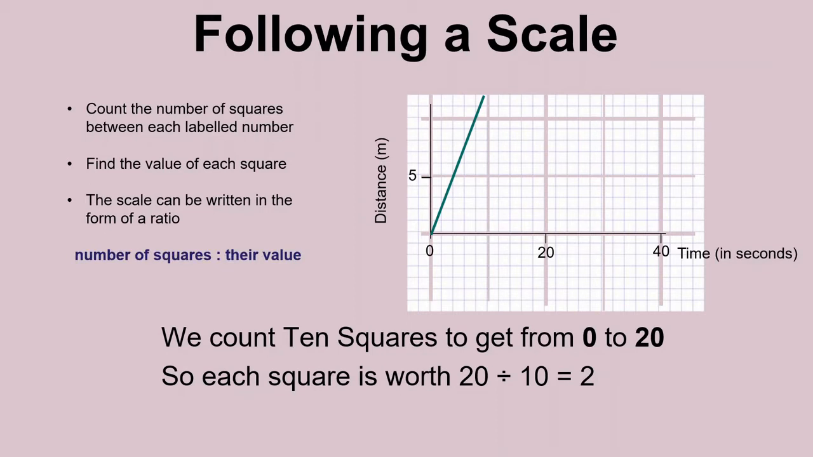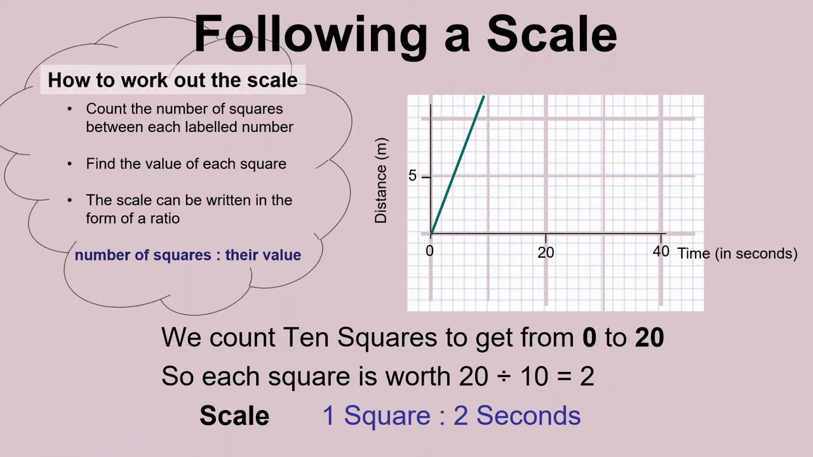I could say that 10 squares represent 20 seconds, or I can simplify that to simply be 1 square represents 2 seconds. Now I can look at my graph and say, okay, so this must be 2 seconds, 4 seconds, 6 seconds, 8 seconds, 10 seconds, 12, 14, 16, 18, and 20. Once I get to 20 on the 10th square, I know that I followed the correct scale. Take a minute now to copy down those steps for how to work out a scale.